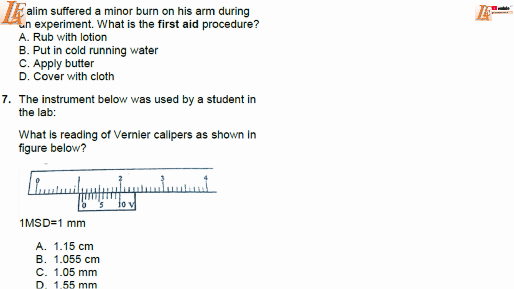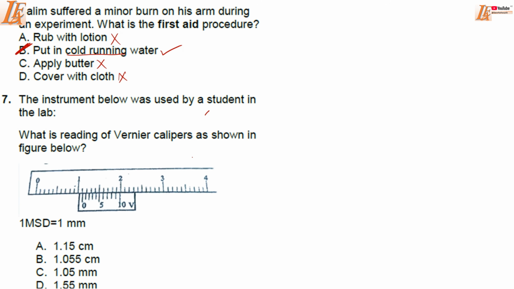Question 6. Salim suffered a minor burn on his arm during an experiment. What is the first aid procedure? A. Rub with lotion. This one is wrong. B. Put in cold running water. This one is right. It's one of the procedures for minor injuries. C. Apply butter. This is wrong. D. Cover with cloth. This is wrong. So the correct answer here is put in cold running water, which is B in this case.